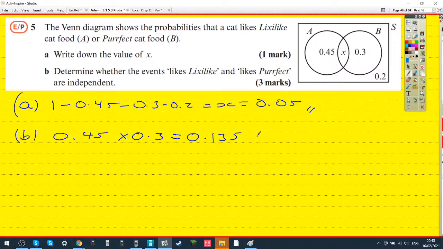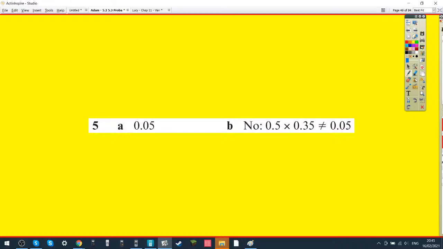Okay. And then I forgot what you're supposed to do after this. Check if it's equal to the probability of both, which is 0.05. They're not equal. Therefore, it's not independent. No, they don't equal 0.05.